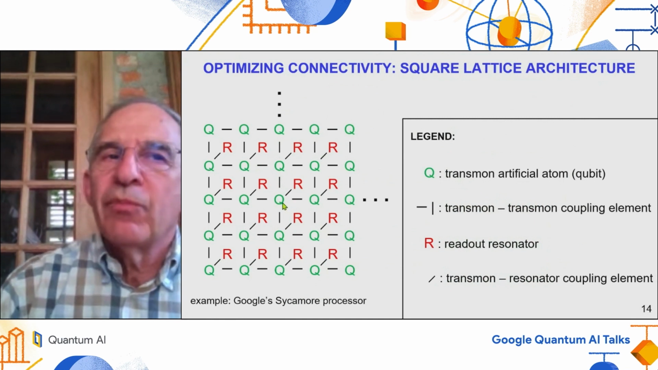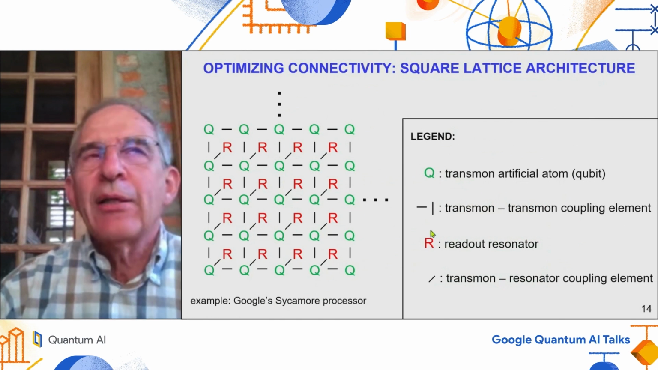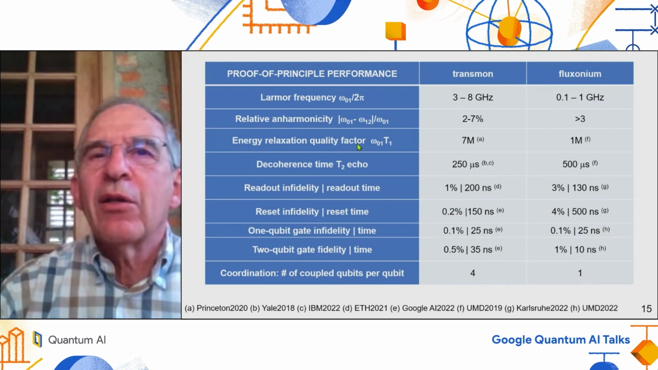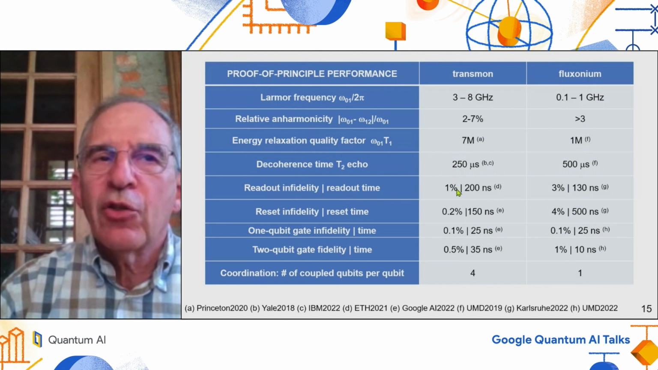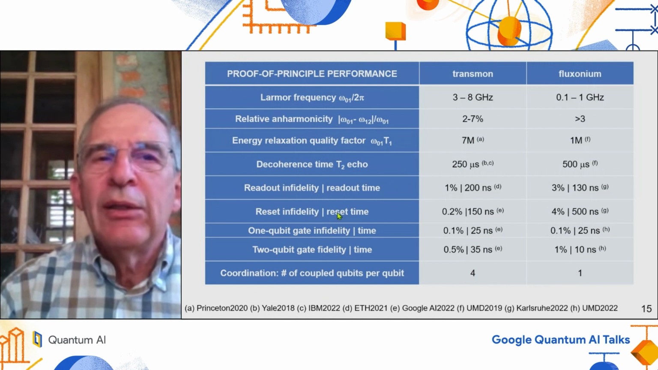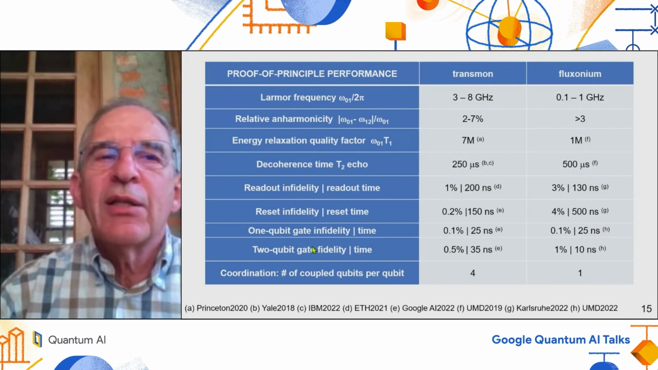And you need not only to couple as many qubits to one qubit, which increases the connectivity and offers more possibility for your algorithm, but you also need to couple your qubit to a readout resonator and an amplifier chain. And so not only is the quality factor of the qubits important, but you also have all the other characteristics like the readout infidelity, the readout time, the reset infidelity, the reset time, and of course one-qubit and two-qubit fidelity and time.